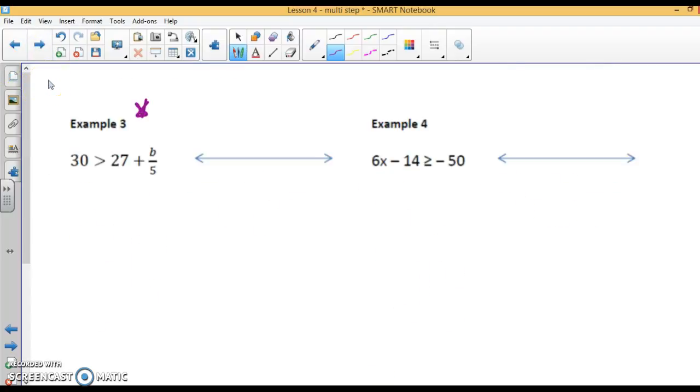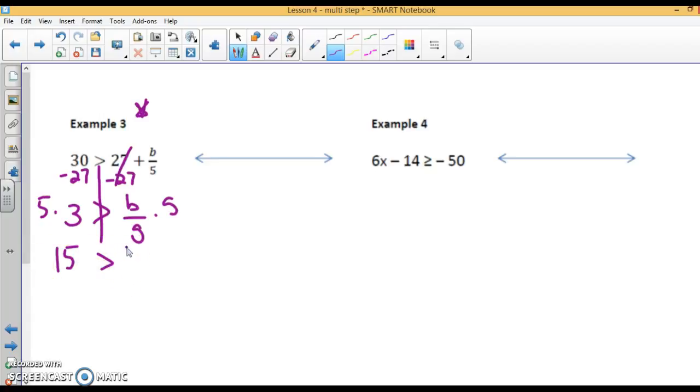All right, now, this one. Let's solve it the way it is. Subtract 27 from both sides. So I'm going to have 3 is greater than b over 5. Multiply both sides by 5, and I get 15. I do not switch the inequality because I multiplied by a positive. 15 is greater than b.